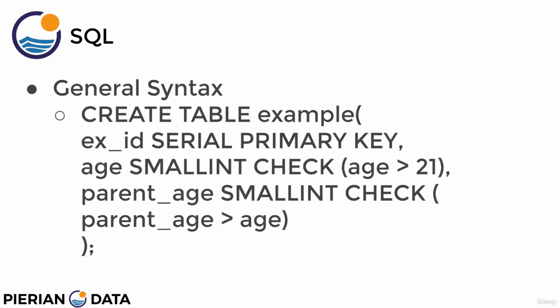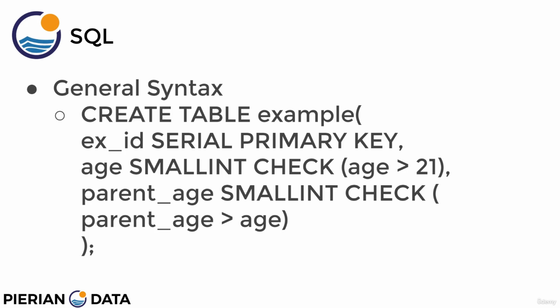So for example, let's imagine we're creating a table called example, and this is going to just have an example ID column, which is a serial primary key, and then we have an age column. And let's say for this particular example, we have to make sure that the people are over 21. So we'll say age, small integer for the data type, and then we add in this check constraint. And after the check constraint, we just have some condition, such as the age column must be greater than 21.